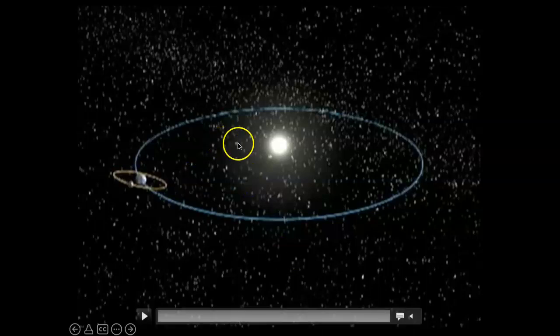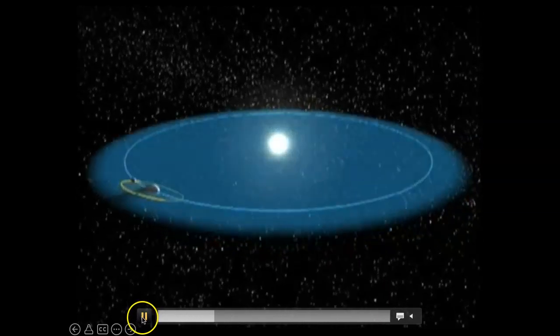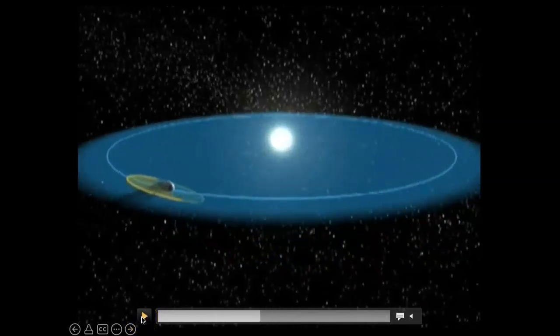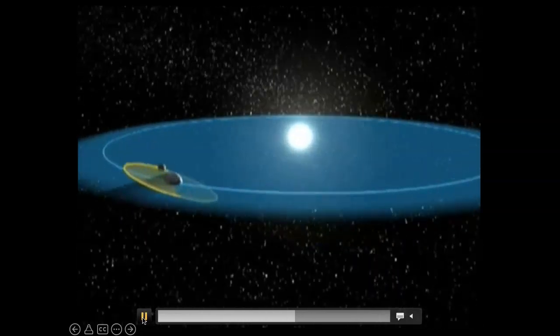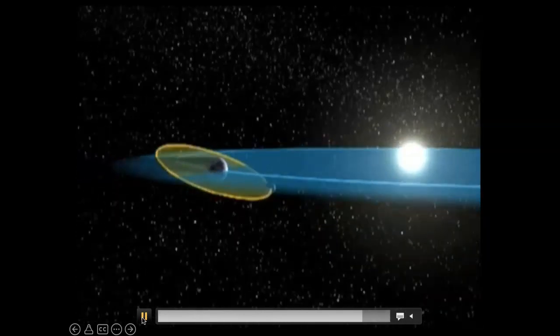All right, here's a bit of a diagram. Here's the sun, here's the Earth. This blue path here is the path of the Earth orbiting around the sun, right? In other words, this is the ecliptic, this is the ecliptic plane. Here's the moon orbiting around the Earth. What you notice is that the blue disk is the plane of the Earth's orbit around the sun. The yellow plane is the plane of the moon's orbit around the Earth.